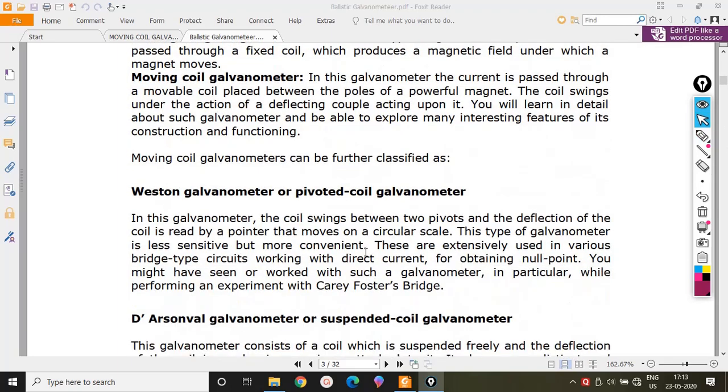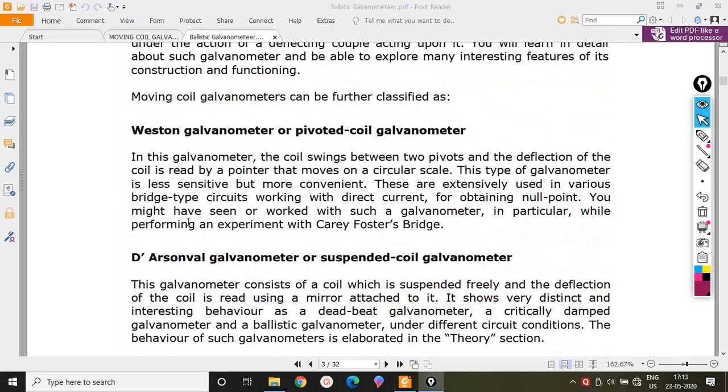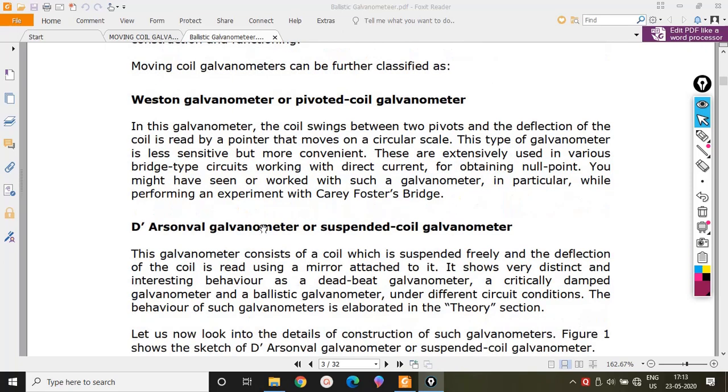Moving coil galvanometer is of two types. One is the Weston type which we have already shown you here. It is also known as pivoted coil galvanometer, and it is less sensitive but still very convenient for use in our laboratory, like Carey Foster's bridge or meter bridge experiments and different types of bridge circuits. Now comes the D'Arsonval type galvanometer or suspended coil galvanometer.